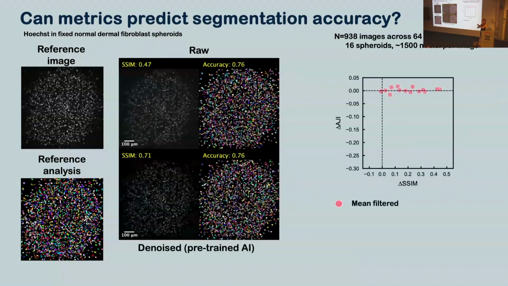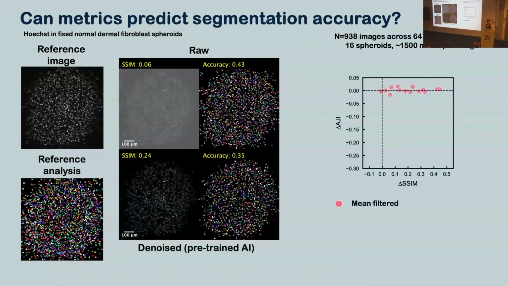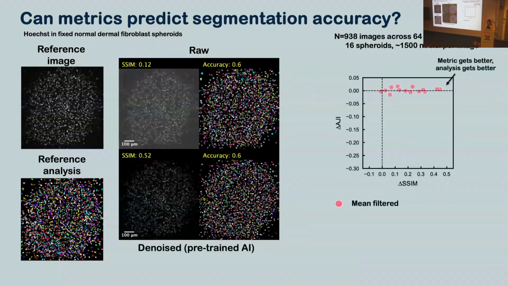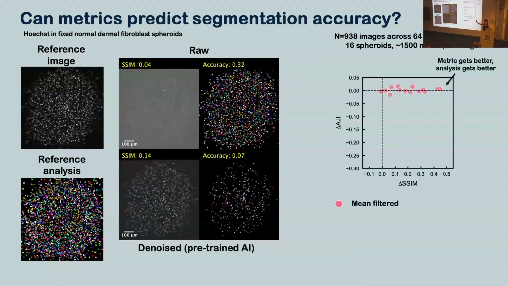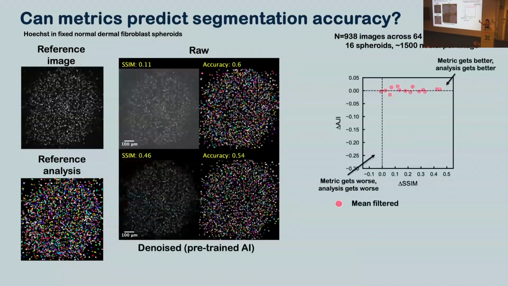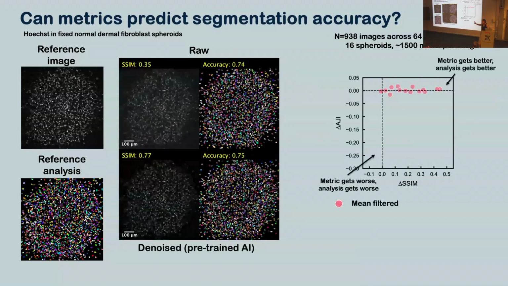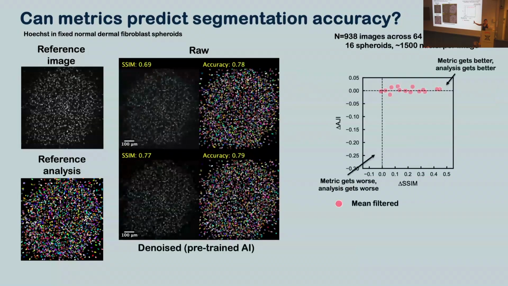A lower value, a negative value, would mean your segmentation got worse after denoising. So we've got these 4 quadrants. We've got sensible quadrant 1: the image quality metric said you got better and your analysis got better. And we've got sensible quadrant 2: your image quality metric said the image was worse and your analysis got worse.